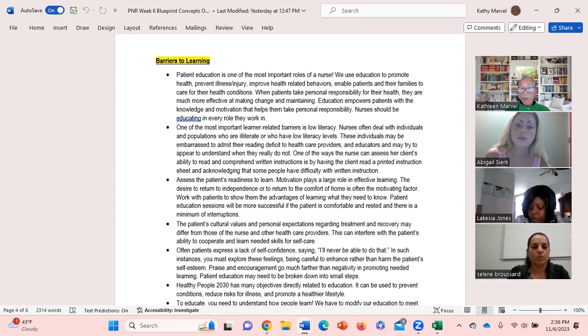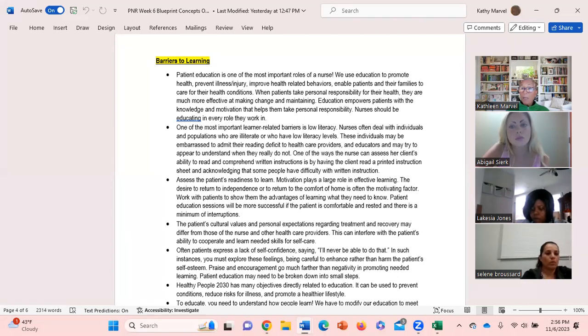Okay, low literacy is a huge issue. Nurses are often working with clients who either are illiterate or have low literacy levels, right? And clients may be embarrassed to admit to their healthcare providers that they can't read, or they can't understand what's being taught to them, or maybe discharge instructions. They don't understand it. So what do we do? One of the ways that we can assess our client's ability to read is to have them read something back to us.